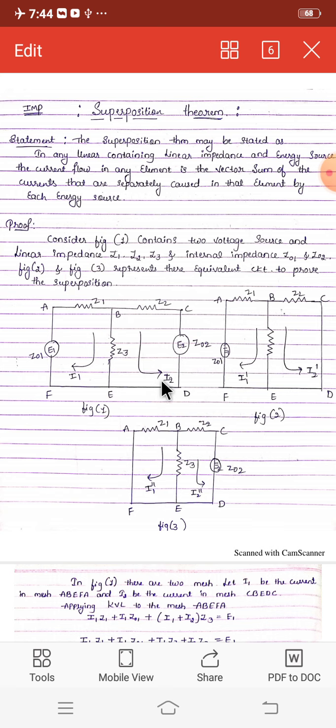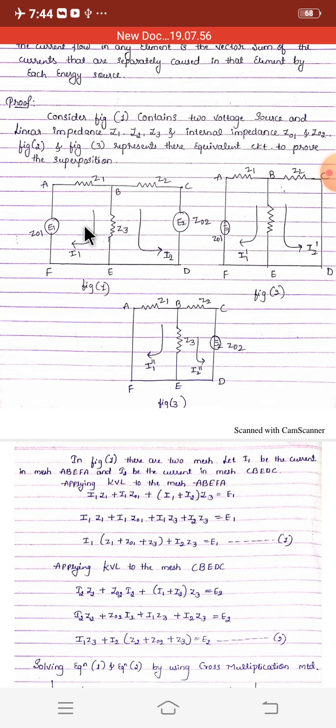What we have to prove here? First, draw another equivalent diagram. Remove this E2. Okay. In another equivalent diagram, remove this E1. Okay. And the currents are I1 dash and I1 double dash. So we have to prove I1 equal to I1 dash plus I1 double dash, and I2 equal to I2 dash plus I2 double dash.